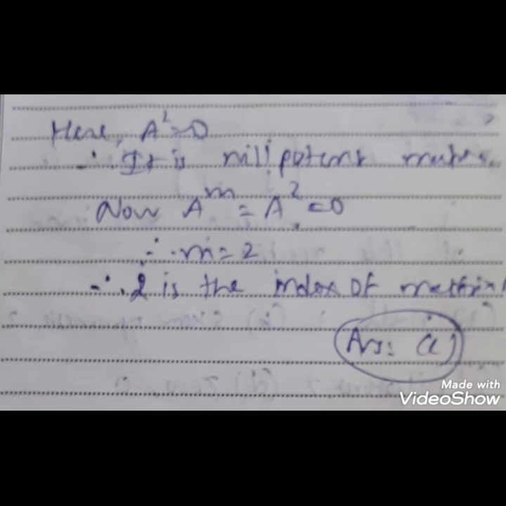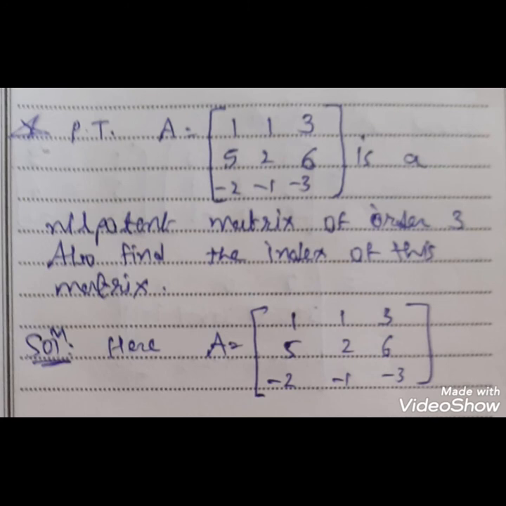So from this comparison we say that 2 is the index of the given nilpotent matrix. Here matrix A is 1 1 3 are the elements of the first row, 5 2 6 are the elements of the second row, and minus 2 minus 1 minus 3 are the elements of the third row. We have to prove that this matrix is a nilpotent matrix, and also find the index of this matrix.